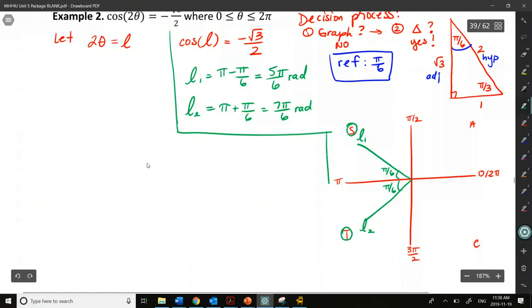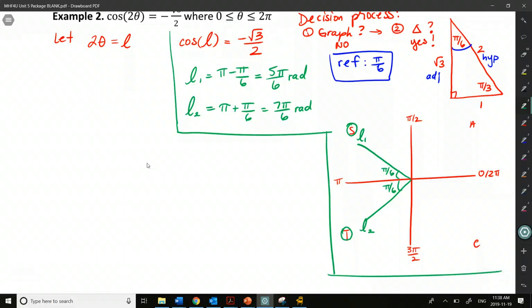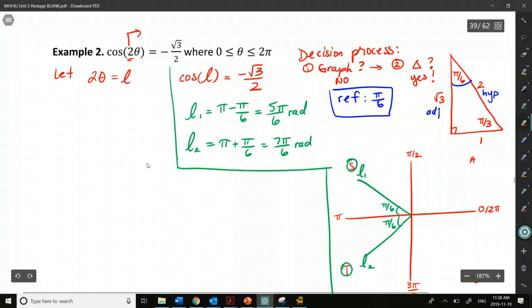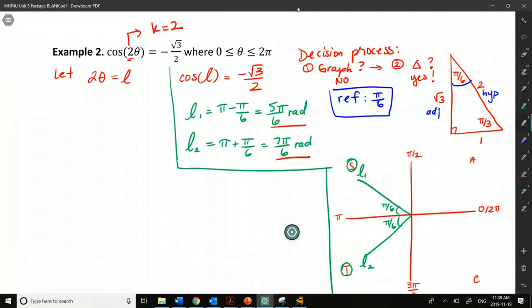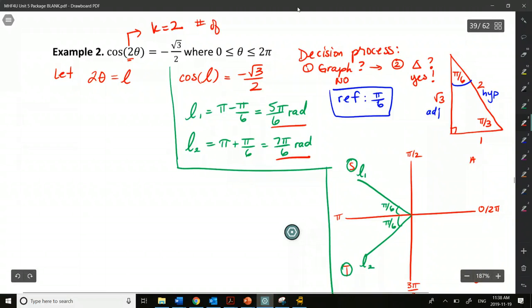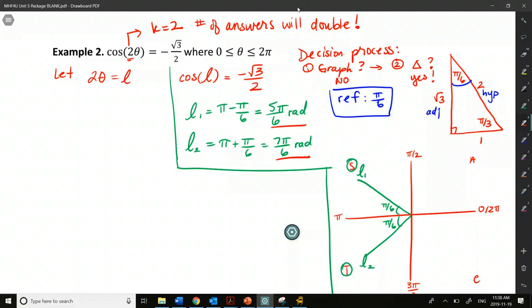Cool. So I have two answers to the linear trig equation where cosine is equal to negative root 3 over 2. If my k value is equal to 2, okay, so here k equals 2. If I get two answers here and k is 2, what's going to happen to my total number of answers when I compress by a factor of a half? Alexandra? Okay, so number of answers will double. So how many possible answers am I going to get if I got 2 from the original question? Yep. We're going to get 4 possible answers.